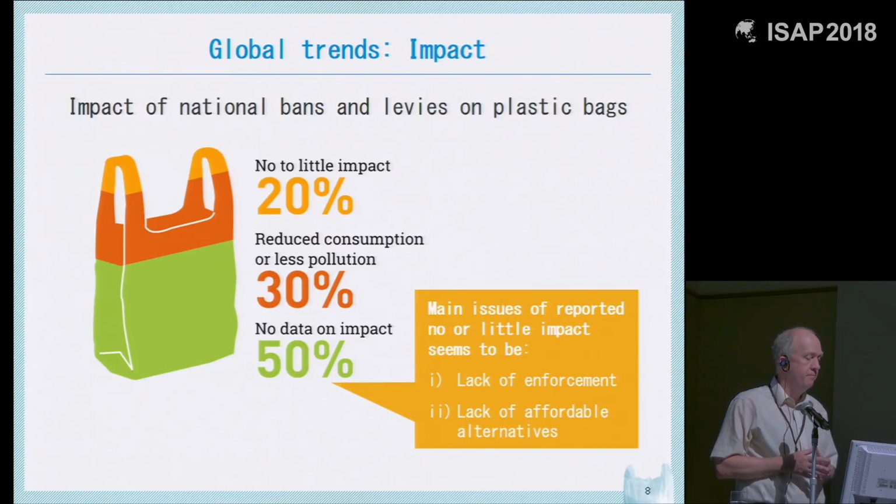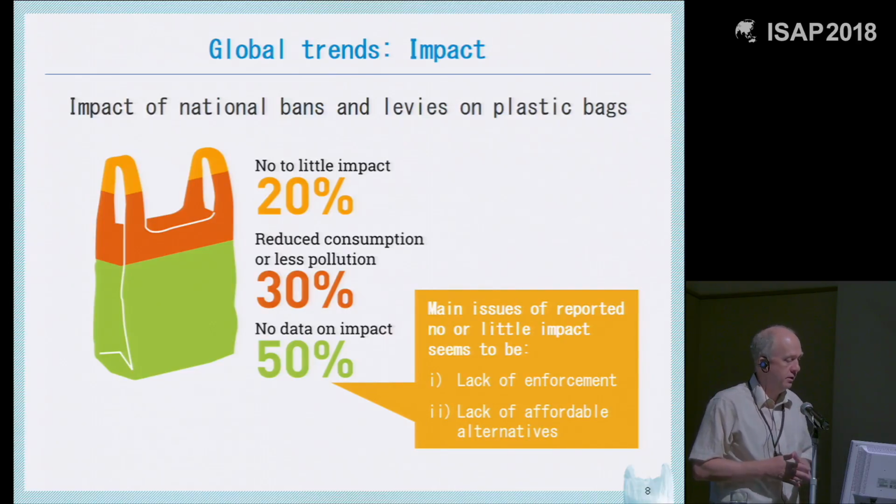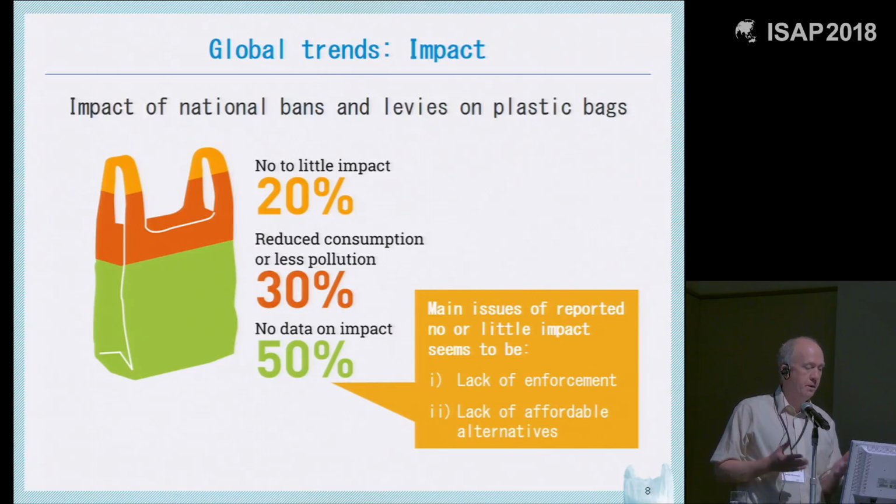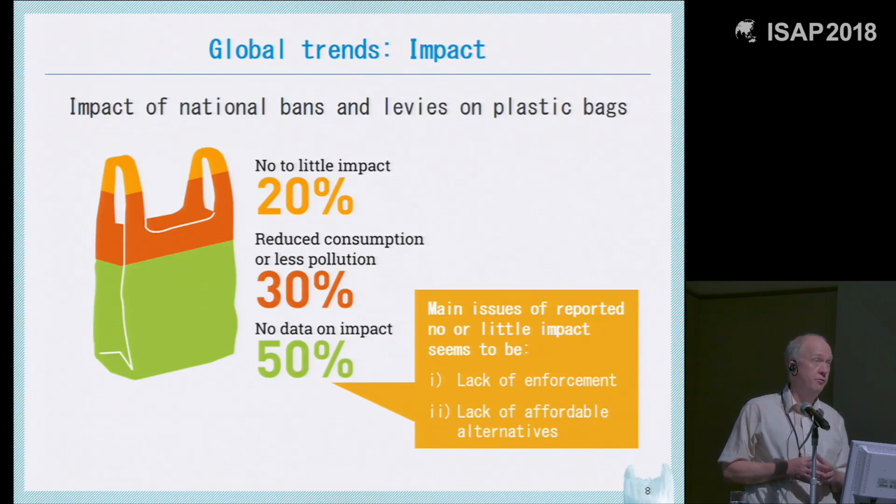One fifth, 20%, had no impact. We had a pretty good baseline and enough data subsequent to the levy or ban to see that there was no impact. And 30%, yes, we saw a positive impact with some kind of reduction, although we had difficulty quantifying that. The main issues that we found in terms of why things didn't work: one was lack of enforcement of bans, and one was lack of affordable alternatives.